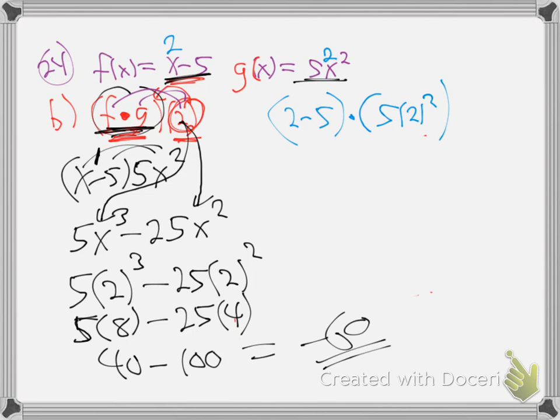I'm just plugging the 2 in first, then multiply. Get negative 3. What's this? 5 times 4? 20. Boom. Negative 60. A little easier, huh? So that's an option, too.